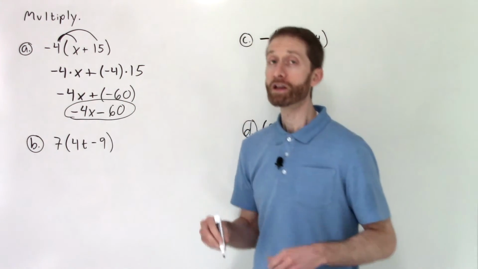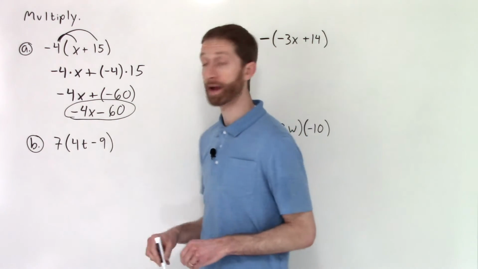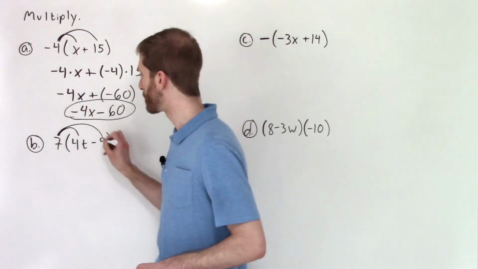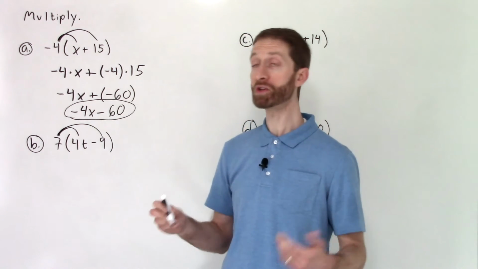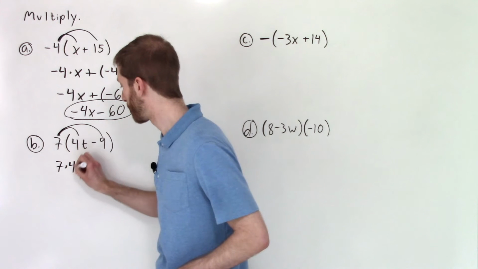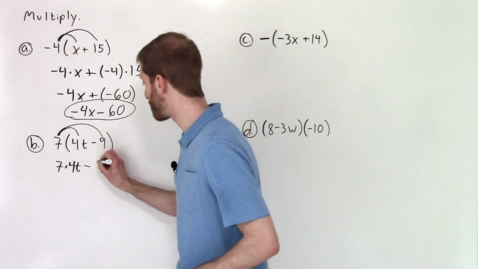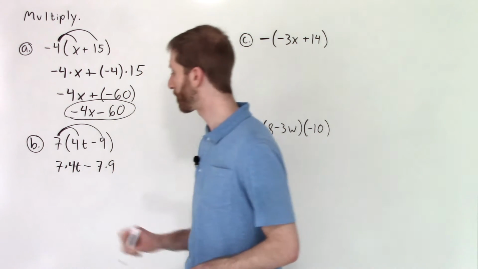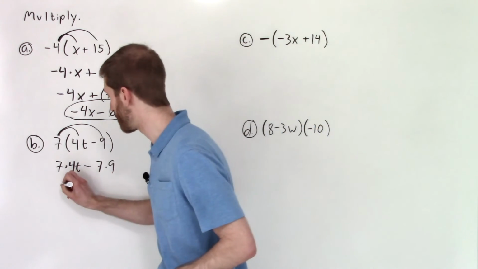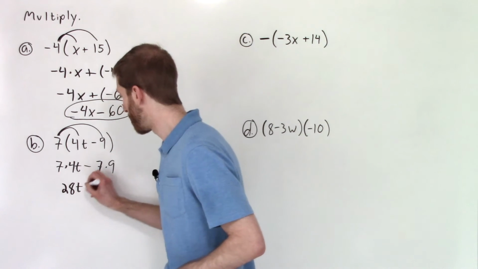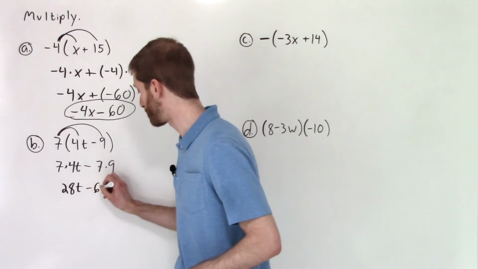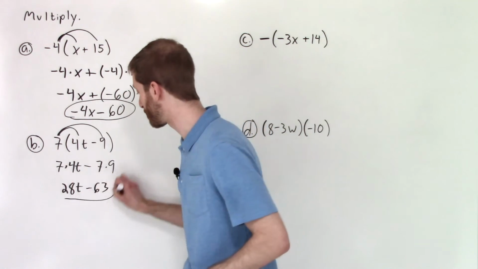On to B, 7 times the quantity 4t minus 9. Okay, so again, I will distribute the 7 to each number, multiplying each of those components in that quantity. 7 times 4t, and then we have minus 7 times 9. Okay, let's see what we have left with. 7 times 4 is 28, still t, so nothing major there. Minus 7 times 9, which is 63, so minus 63. And that's it, that's your answer.